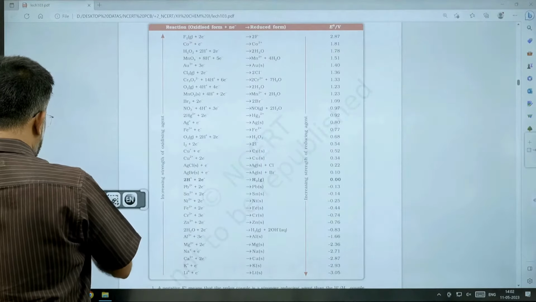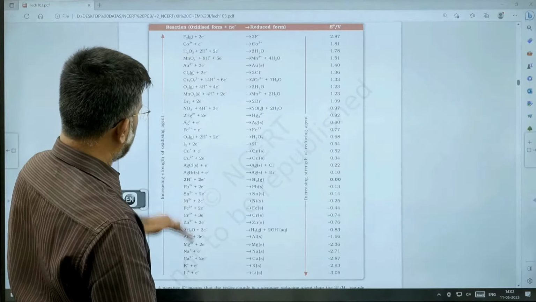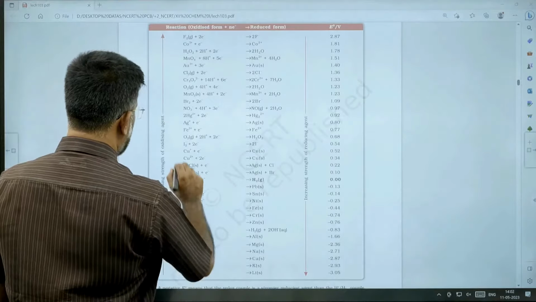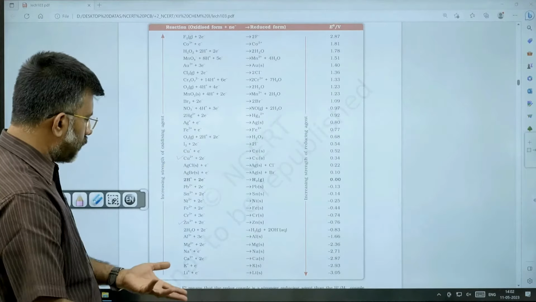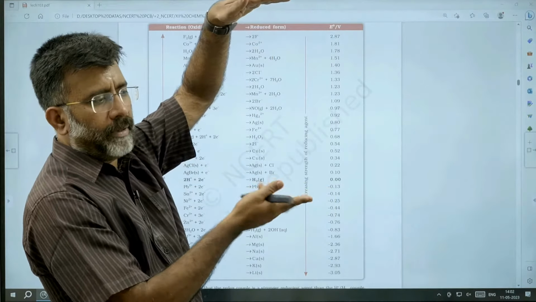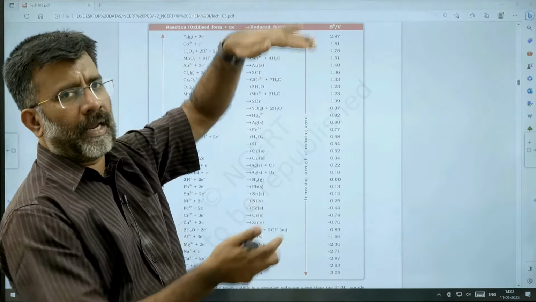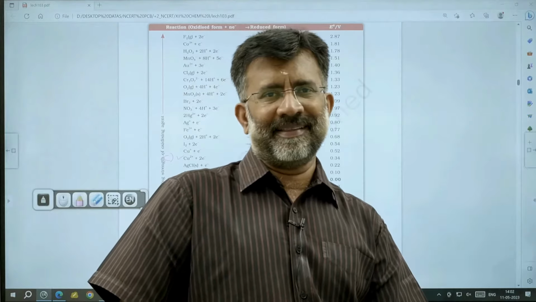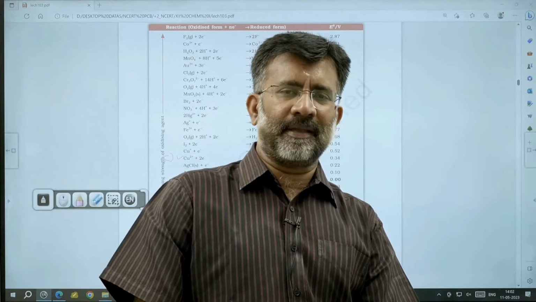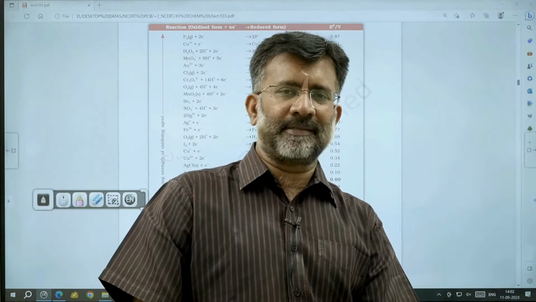Now randomly, if you pick two species, for example, I am picking zinc and copper, I don't have to tell you, the one below will act as anode and the one above will act as cathode. That is the kind of application related to the electrochemical series. Is it clear? Fine.